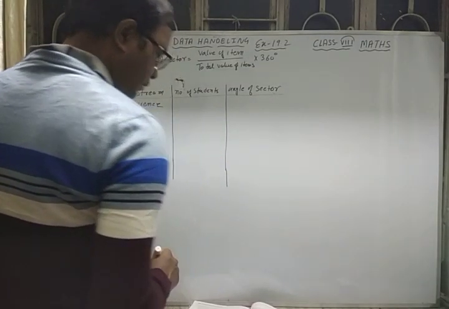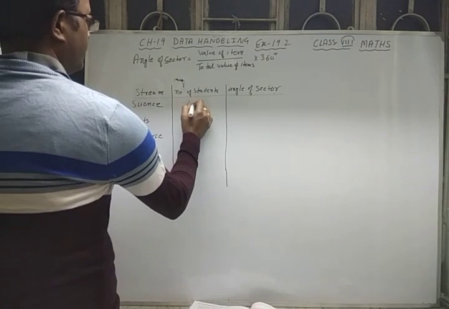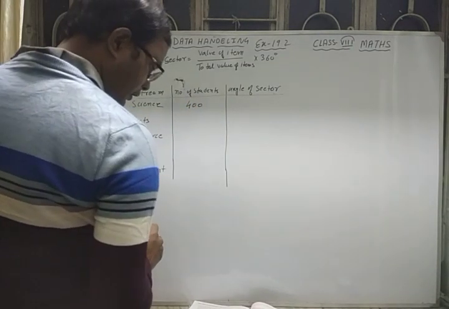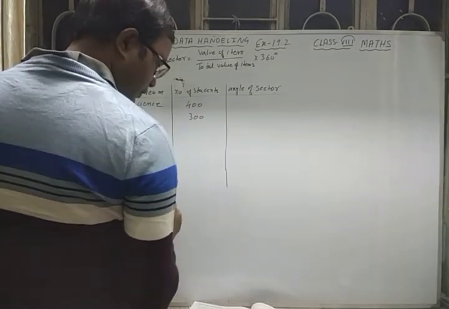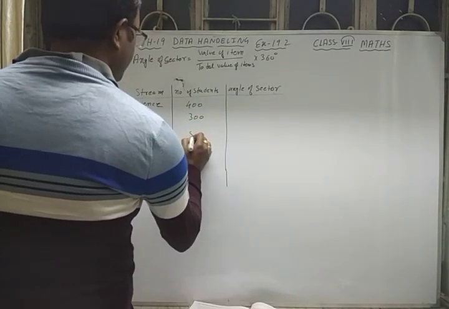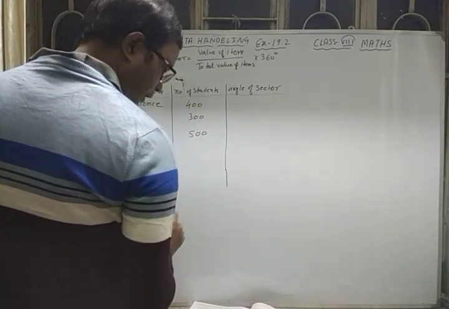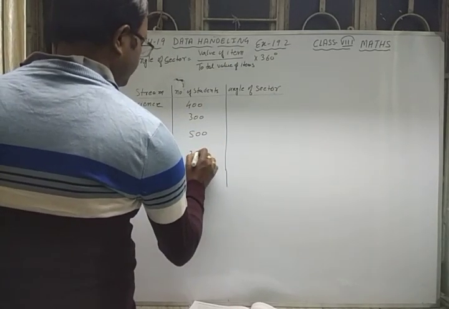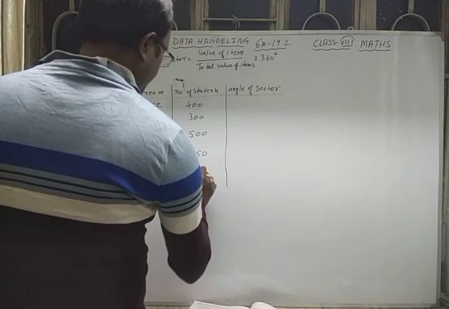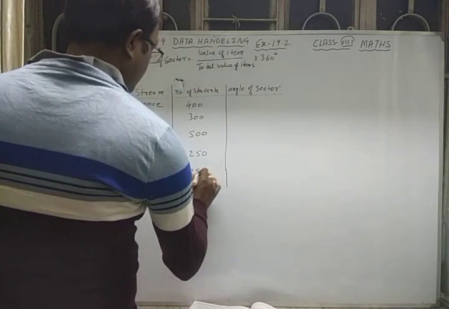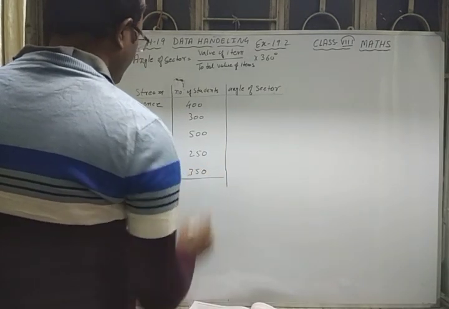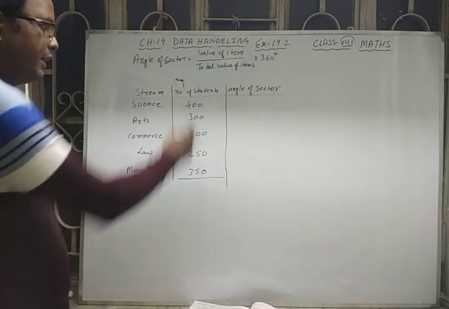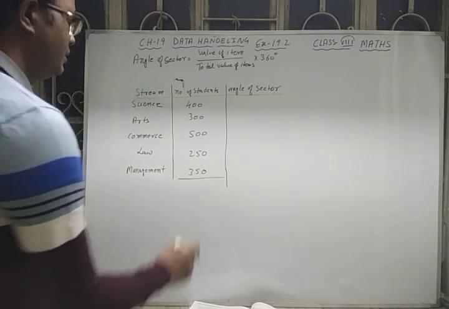Okay. Now you have to write the frequencies. Here is 400. After that 300 in arts. After that 500 in commerce. After that 250 in law. And at last 350 in management course.